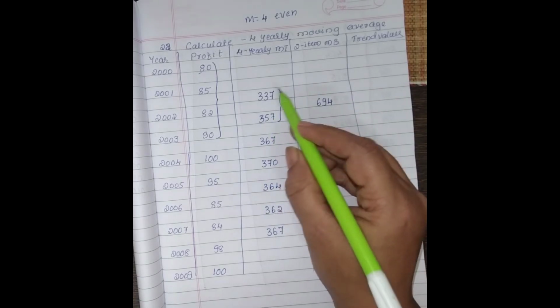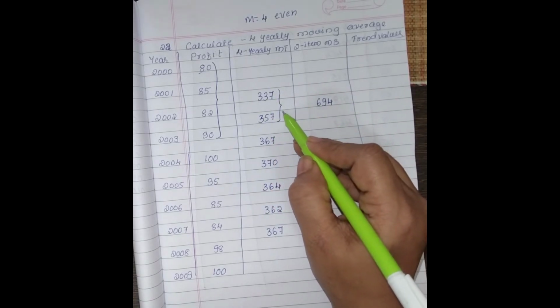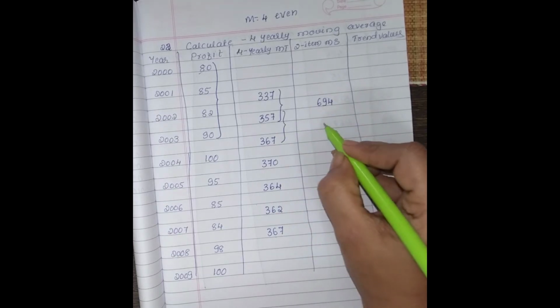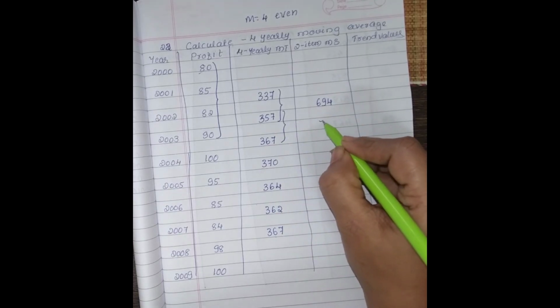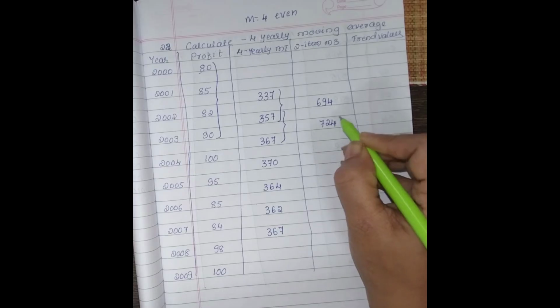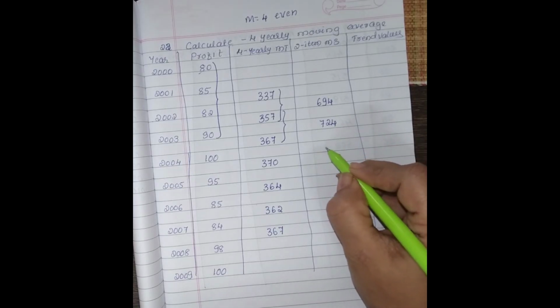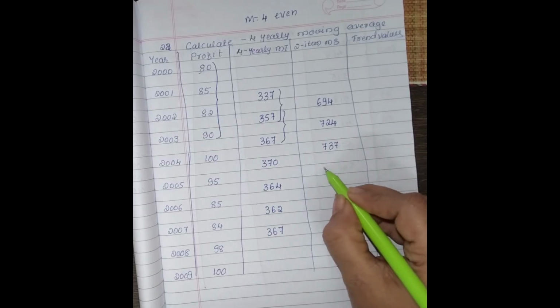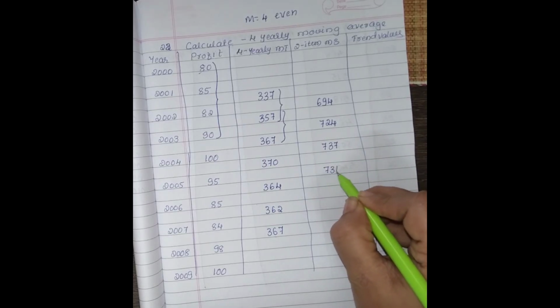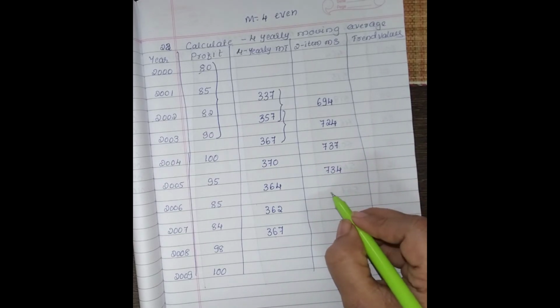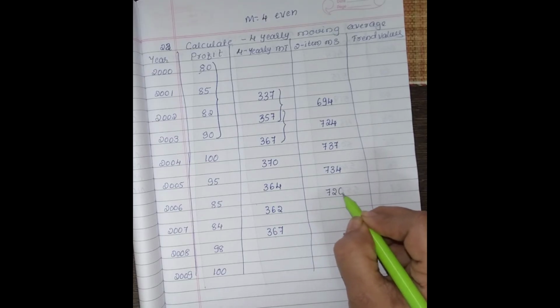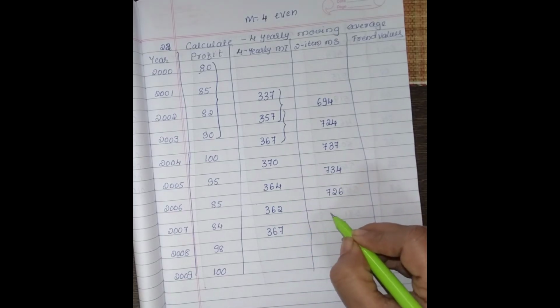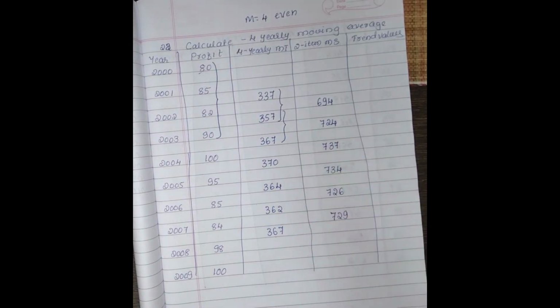694. Again leaving 1 value, go on adding the values, 2 values. 724. Next 737, 734, 726. And these 2 values in the middle side, 729. You have to go on adding the 2 values again.